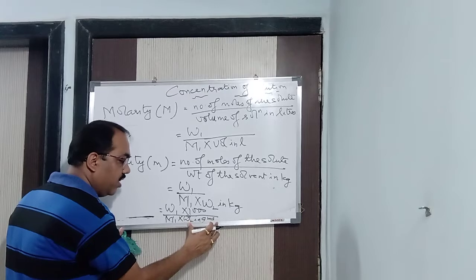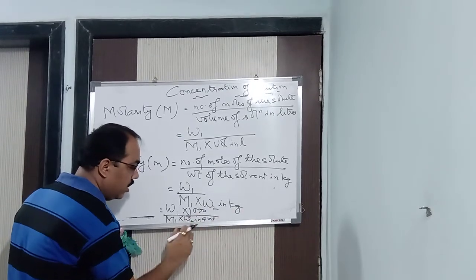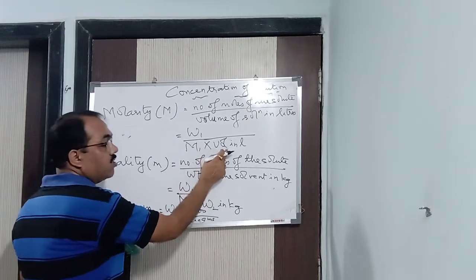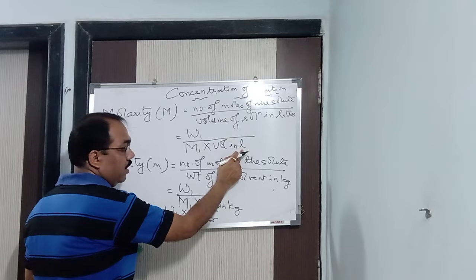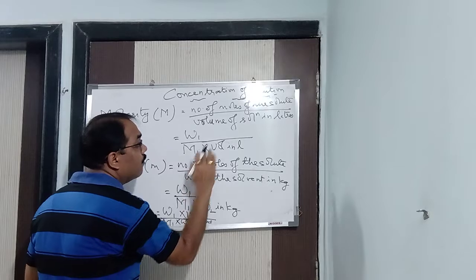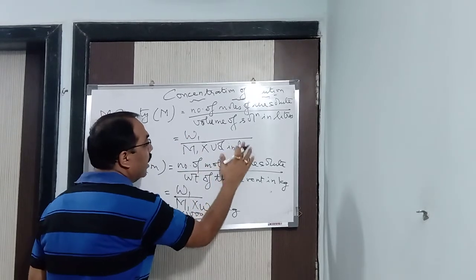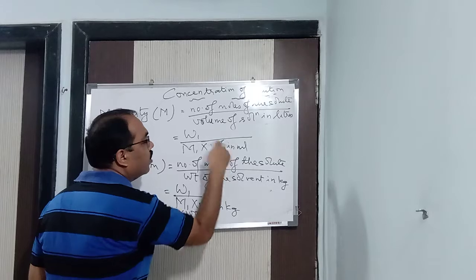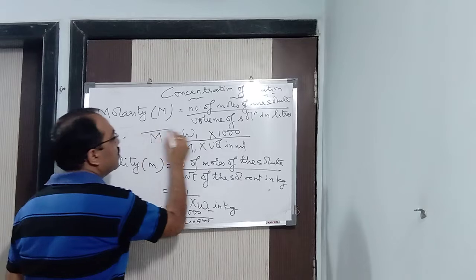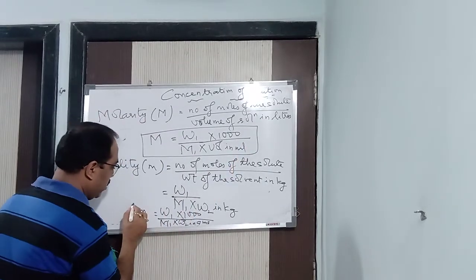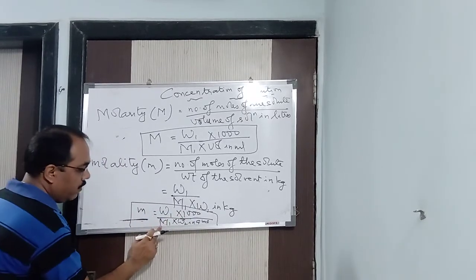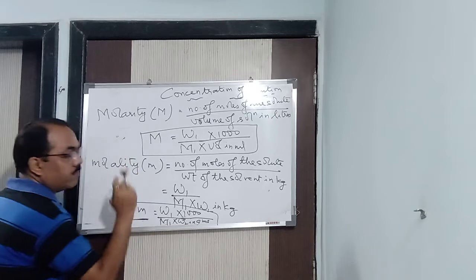Generally in the question it is given in grams. So how to convert gram to kg? By 1000, so it becomes into 1000. So this is your formula of molality. Here also the same thing for molarity. If the volume is in liter, it's okay. If the volume is in ml, how do you convert into liter? Into 1000. This is the formula for molarity. This is the formula for molality, small m: W1 into 1000 by M1 into W2 in grams.